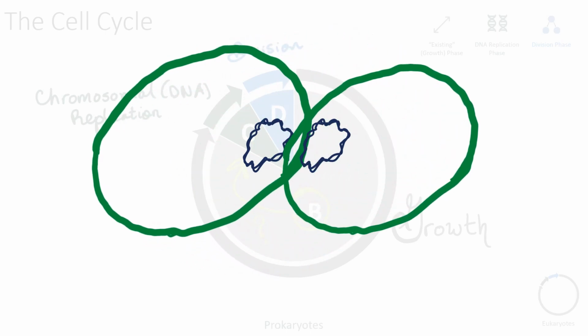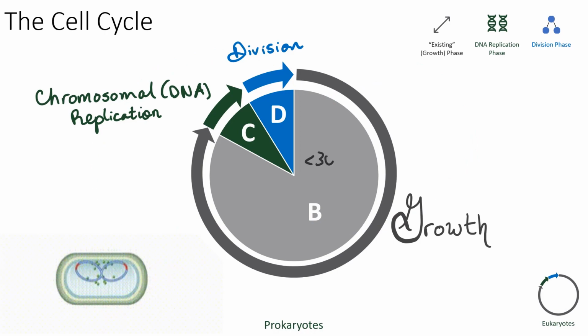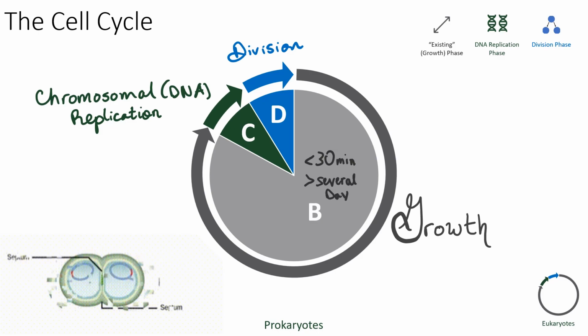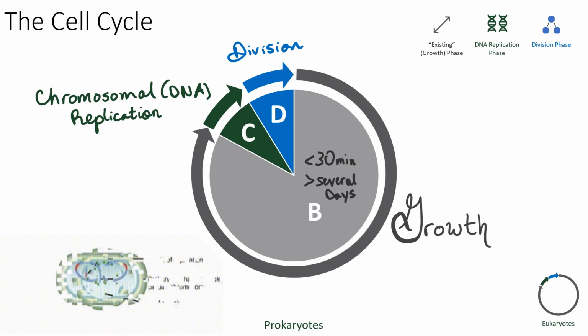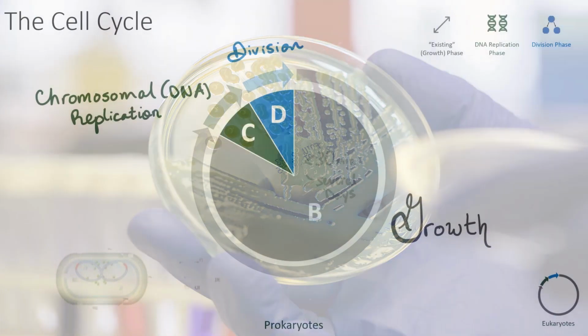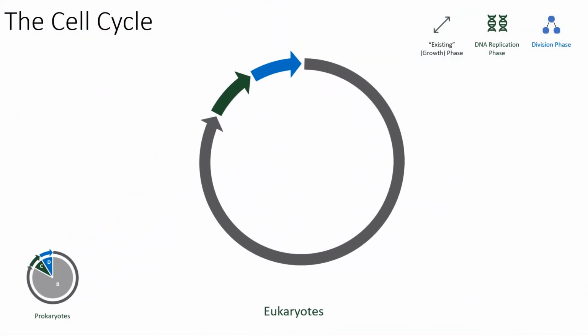The time a prokaryotic cell spends in its B period can vary anywhere from under half an hour to over several days. Although most bacterial cultures in laboratory settings or in a nutrient-rich environment have generation times of under just 1 day. Like prokaryotes, eukaryotic cells have their own existing phase, a DNA replication phase, and a division phase, but these phases are divided a bit differently.